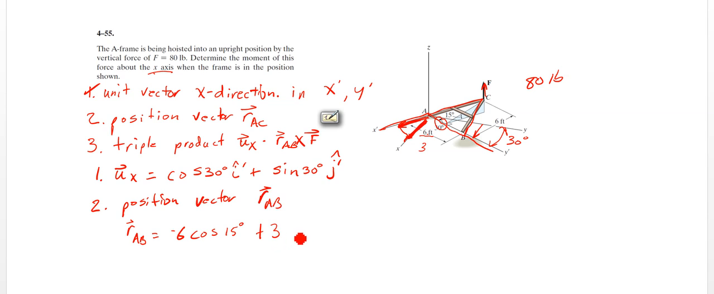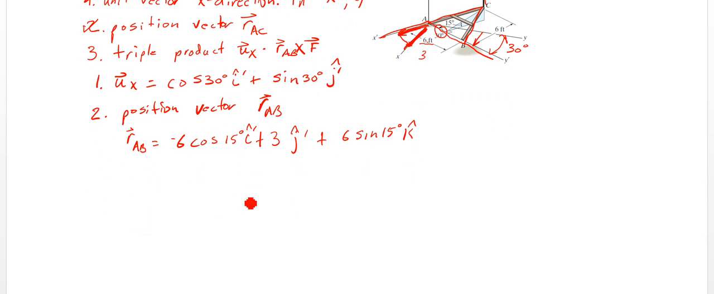So we're going to have plus 3, with I prime here and J prime here, and then in the k direction we'll have 6 sine 15 k. That's not prime because we haven't rotated about x or y to change our z direction. So here's our position component. Hopefully that makes some sense as well. And then finally, we'll do our triple product. Let me scroll down a little bit.